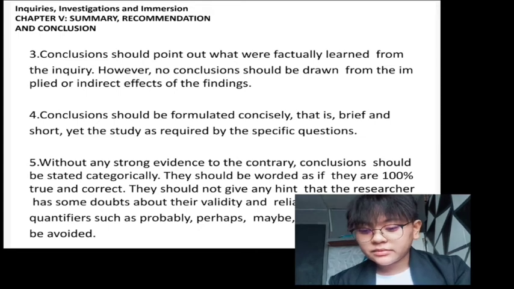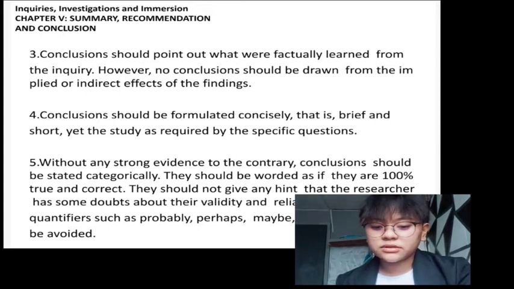Fifth, without any strong evidence to the contrary, conclusions should be stated categorically. They should be worded as if they are 100% true and correct. They should not give any hint that the researcher has doubts about their validity and reliability. The use of qualifiers such as probably, perhaps, maybe, and likely should be avoided.